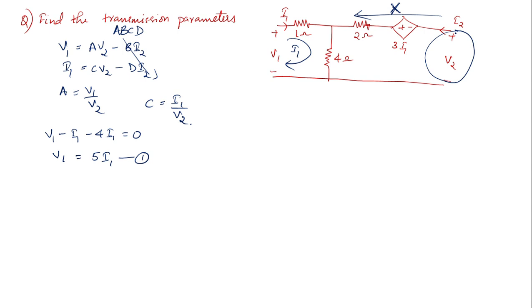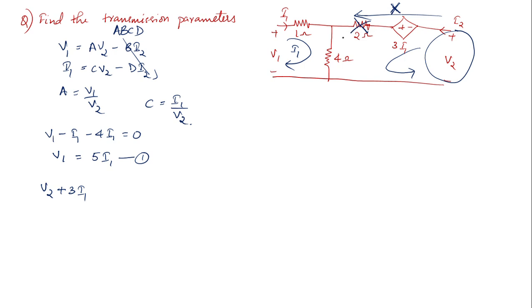Now, what will be the voltage V2? You assume a loop over here, but there is no current. You are assuming a loop, but there is no current. You just try and write down the equation. I have taken the loop in this direction. So you have plus V2. Then there is a voltage source, right? From minus to plus, so it is plus 3I1. Will you consider this resistor? No, because no current is flowing through the resistor.